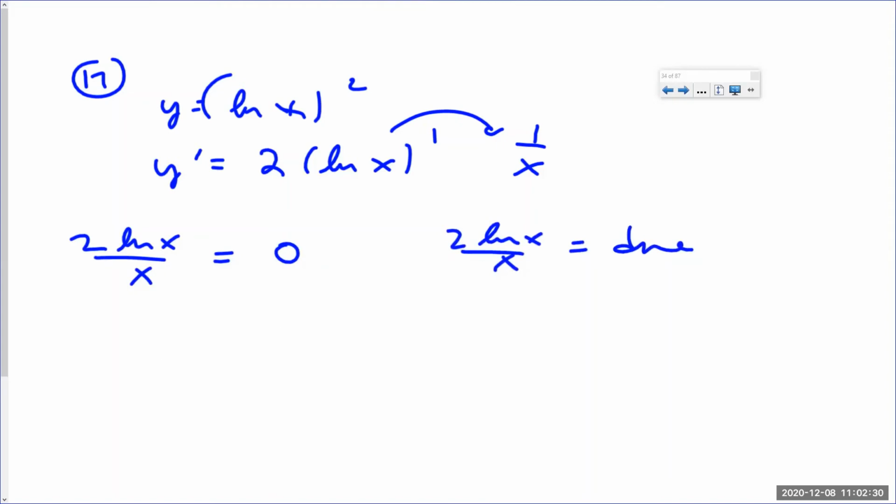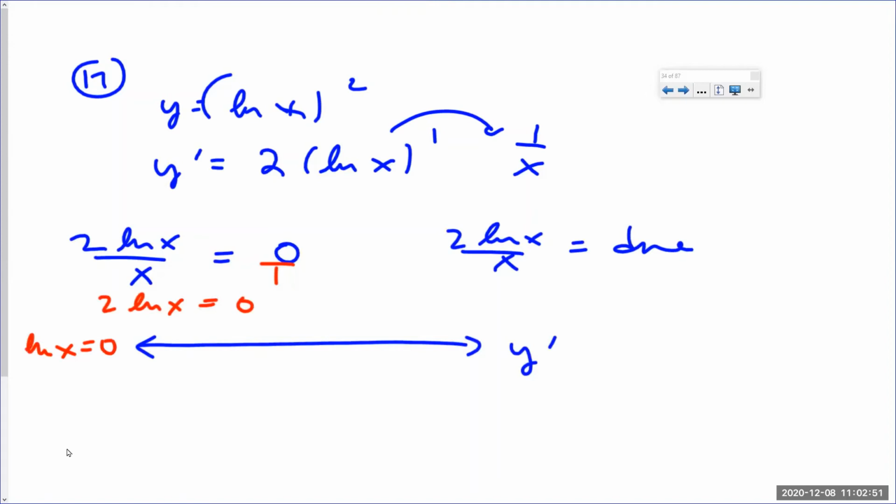D and E, okay? And those numbers I'm going to put into the f prime number line. This is y prime, same thing, okay? When I set this equal to 0, this is really 0 over 1, okay? If I cross multiply, do you see I get 2 ln of x is equal to 0, okay? That means ln of x is equal to 0, okay? Guys, I need to solve for x though. I don't want to solve for ln of x. I want to solve for x.